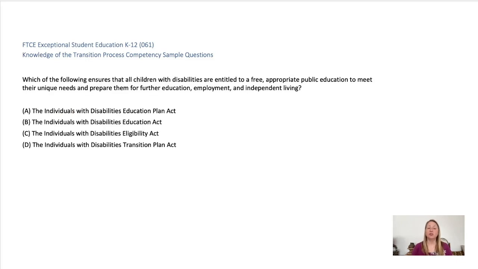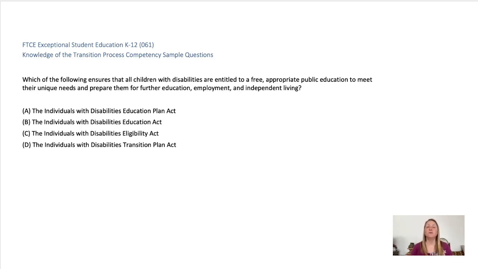Which of the following ensures that all children with disabilities are entitled to a free, appropriate public education to meet their unique needs and prepare them for further education, employment, and independent living? A, the Individuals with Disabilities Education Plan Act. B, the Individuals with Disabilities Education Act. C, the Individuals with Disabilities Eligibility Act. Or D, the Individuals with Disabilities Transition Plan Act.